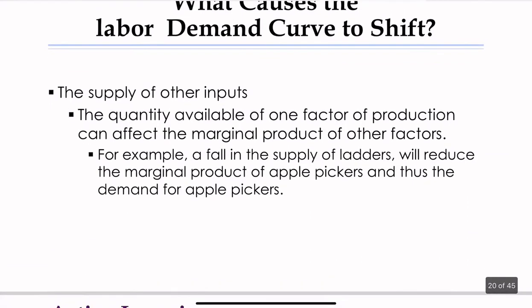Okay. Then the third reason for the demand curve to shift is the supply of other inputs. So this is quite interesting. It basically tells you that different inputs are actually quite related. So here, the quantity of one factor will affect the marginal product of other factors.